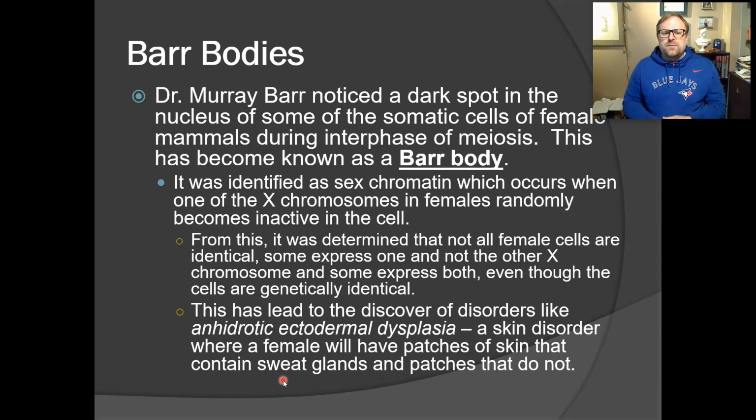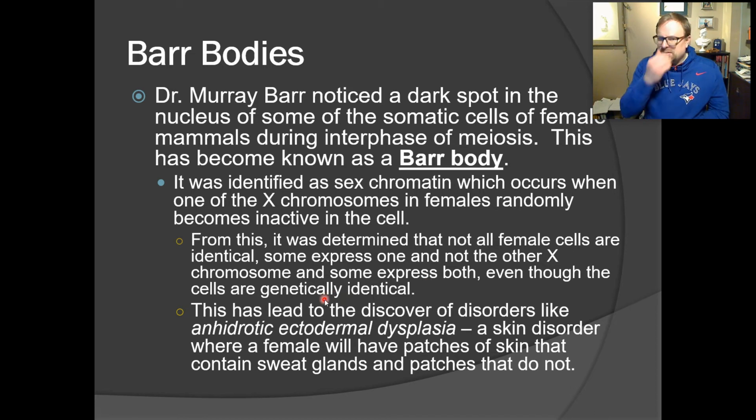Just a quick note about something called Barr bodies. Dr. Murray Barr noticed a dark spot in the nucleus of some somatic cells of female mammals during interphase. This has become known as a Barr body. It was identified as sex chromatin, which occurs when one of the X chromosomes in the females randomly becomes inactive in the cell. So from this, it was determined that not all female cells are identical. Some express one and not the other X chromosome, and some express both, even though they're genetically identical.